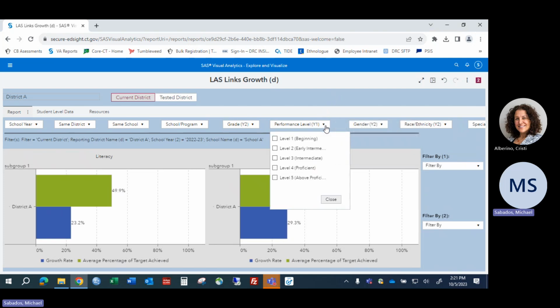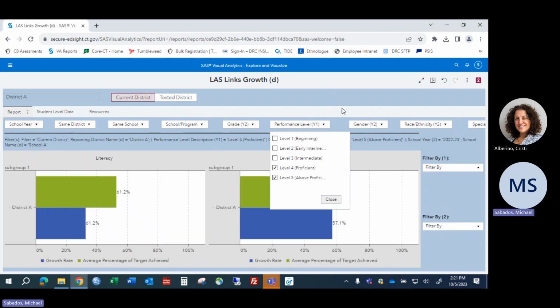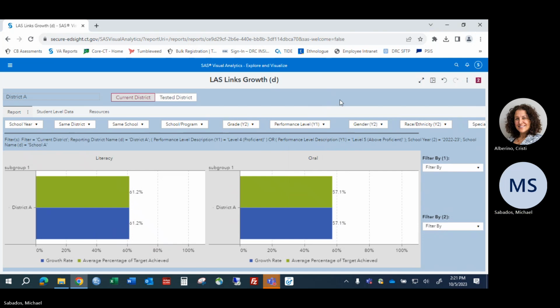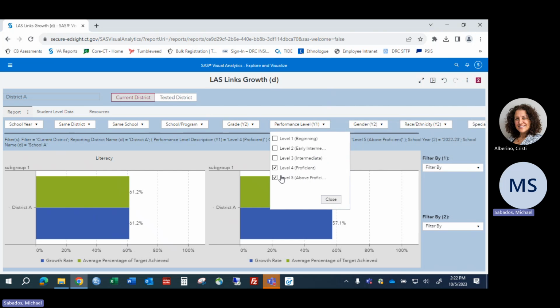An interesting thing to look at too is your students who in year one were proficient or better, because their growth target from 1 year to the next is just that they maintain proficiency. Their scale scores can decline. They don't have a numeric scale score. They just have to maintain proficiency. That's their goal. And so it's interesting. Let's clear that.